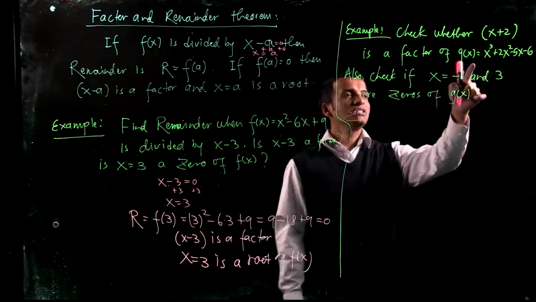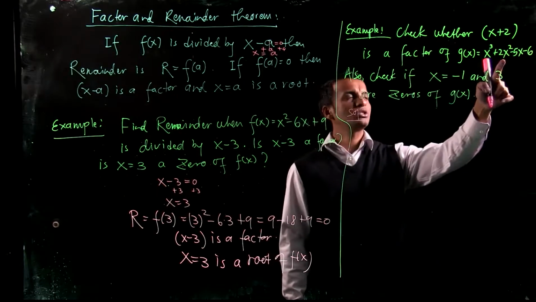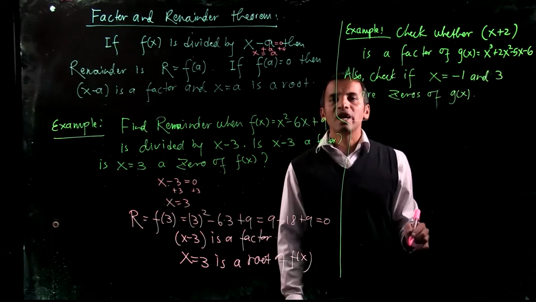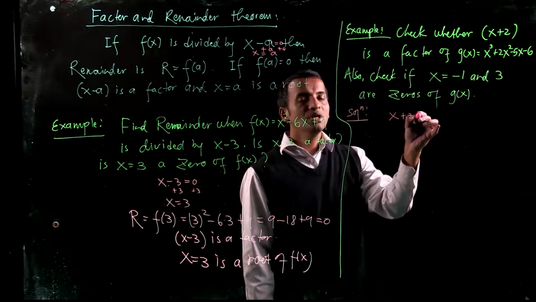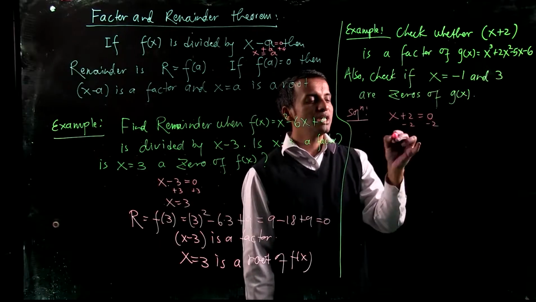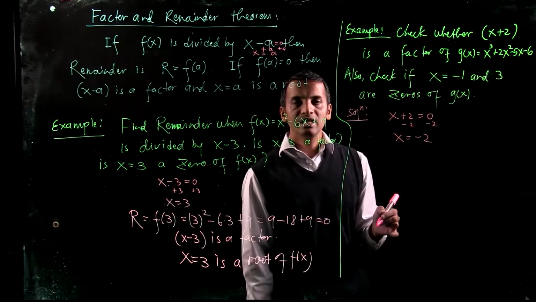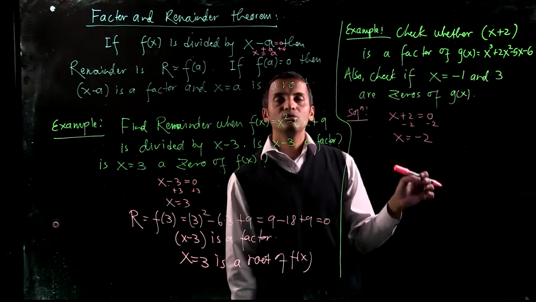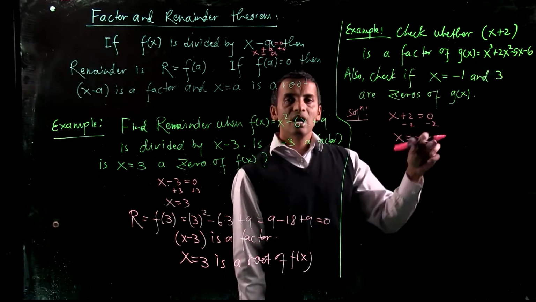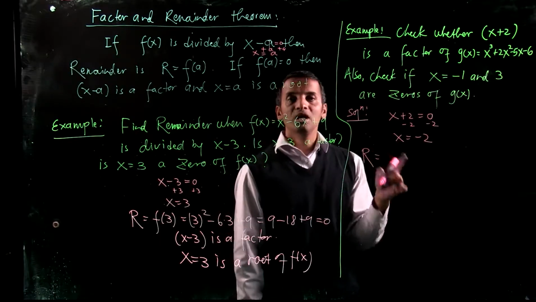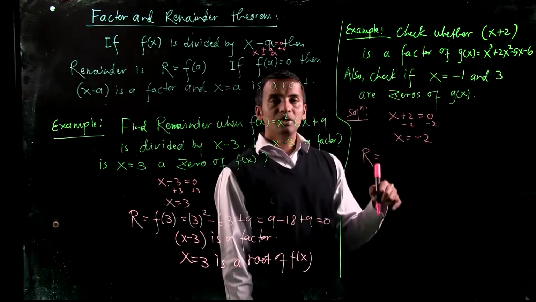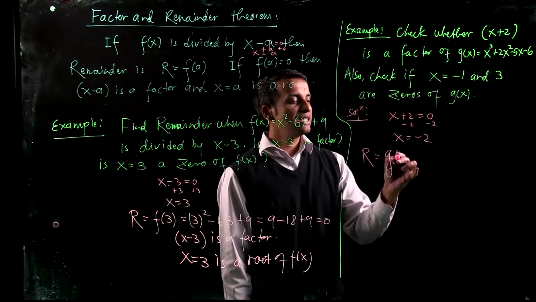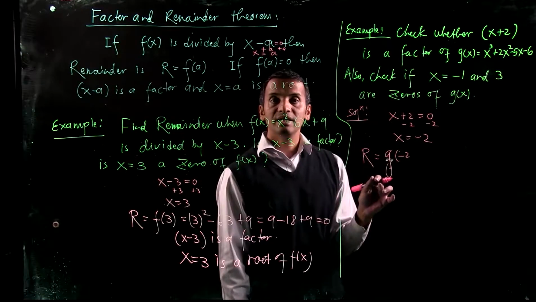Let's do this example. Here g of x is x cubed plus 2x squared minus 5x minus 6, and you want to check whether x plus 2 is a factor or not. So you set x plus 2 equal to 0, subtract 2, and you get x equals negative 2. In other words, you want to check whether x equals negative 2 is a root or not. How do you do that? You find the remainder. You don't have to do the synthetic division. What you can do is replace x by negative 2, g of negative 2.